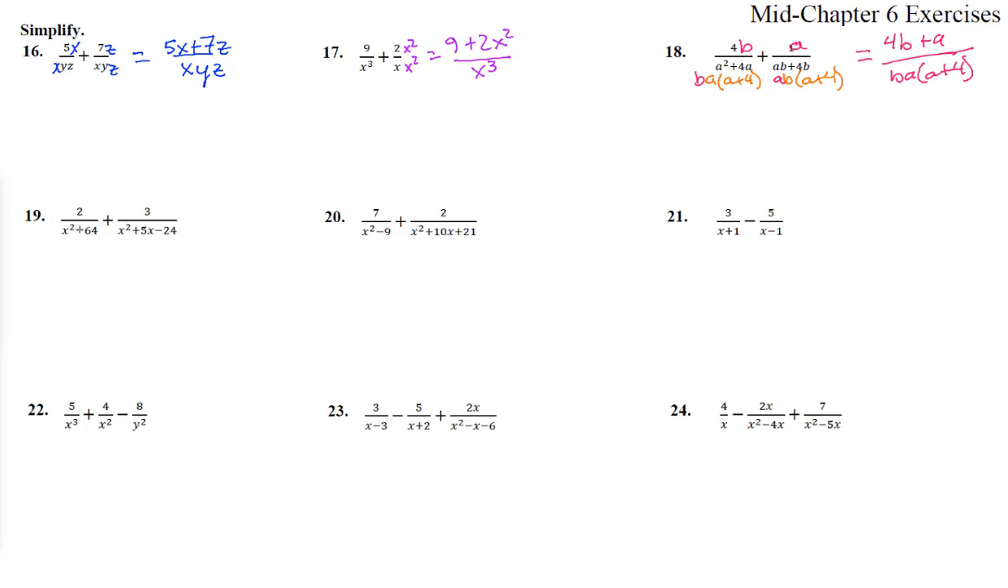All right, number 19. Factor this bottom. We have x plus 8 times x minus 8. On this one, what multiplies to a negative 24 and adds to positive 5? That's x plus 8, x minus 3, it looks like. Okay, so now let's put the things in that'll make it a common denominator. They both have an x plus 8, so that's already in common. We need an x minus 8 over here. So that's got to be an x minus 8. And then this over here needs the x minus 3.